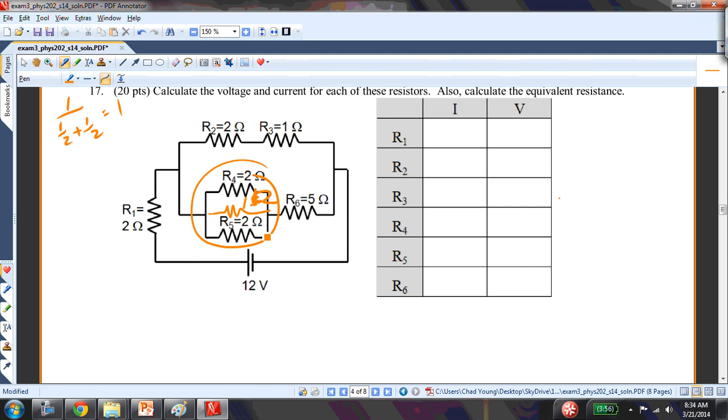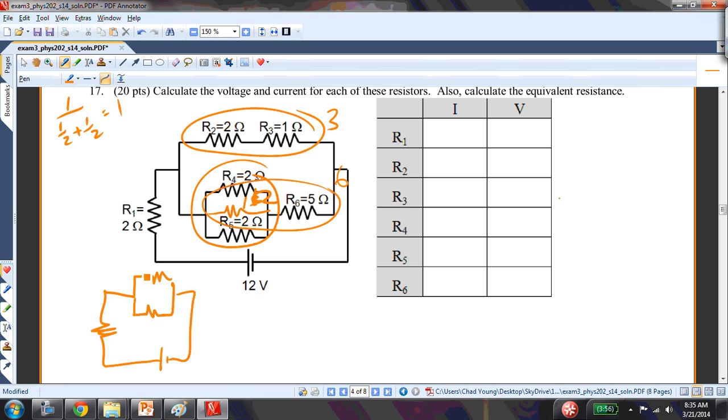Right? And then I can find the equivalent of this. That's going to be 3. And then the equivalent of this 1 and 5 will be 6. So let's just redraw this. I have a 2 ohm there, a 3 ohm, and a 6 ohm. So this is 3 ohms, 6 ohms, and then this is 2 ohms.